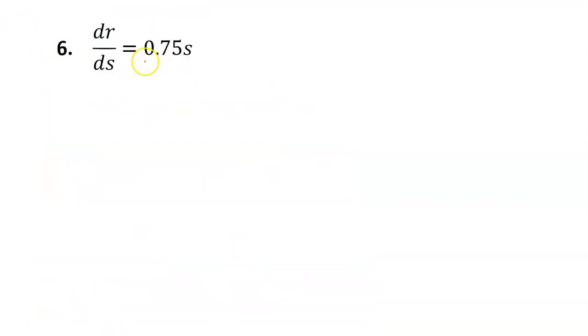For number 6, I could put a 1 under here and look at the next step as cross multiplication, or I can think of it as multiplying both sides of the equation by ds, and that would cancel these out. Either way, on the next step, I'm going to get dr is equal to 0.75s ds.